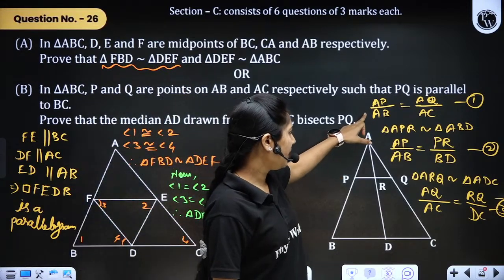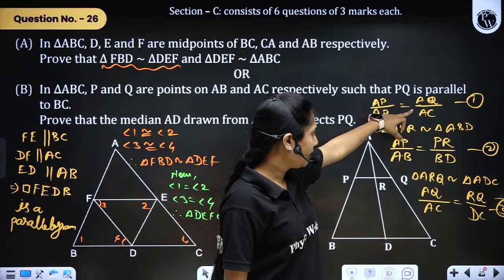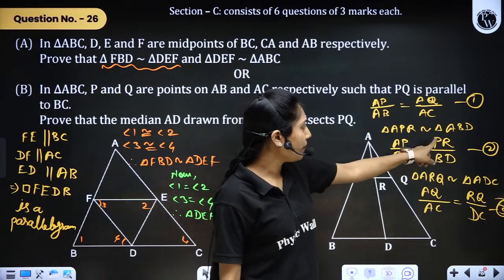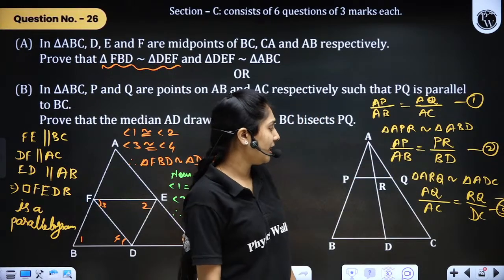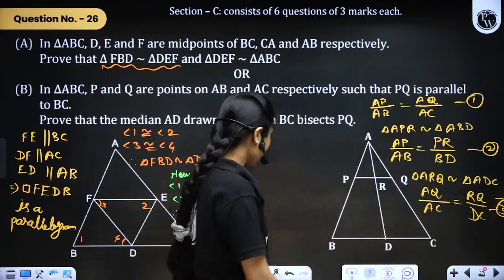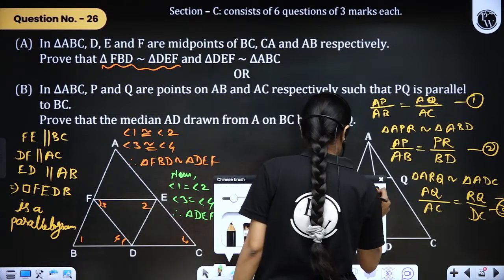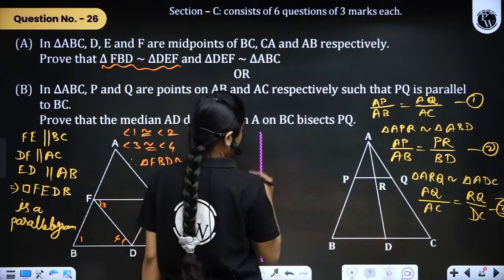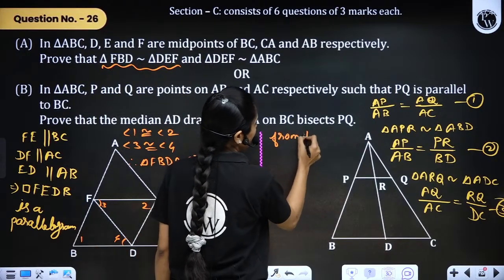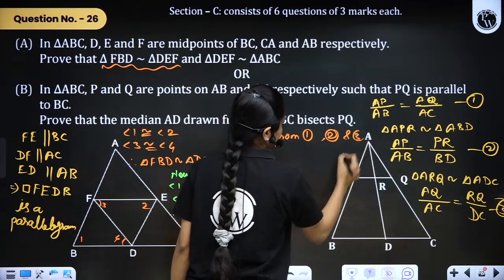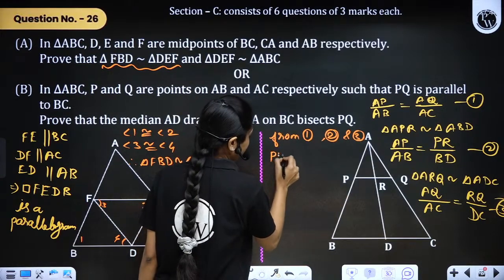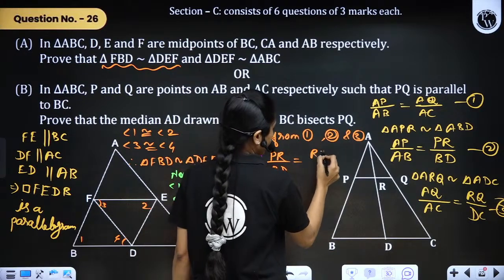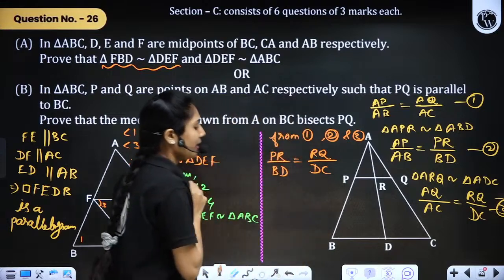AP upon PB is equal to AQ upon AC, and AQ upon AC is equal to RQ upon DC, and AP upon PB is equal to PR upon BD. So from 1, 2 and 3, can I say PR upon BD is equal to RQ upon DC? Yes.